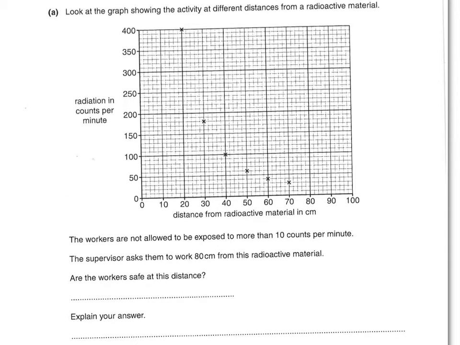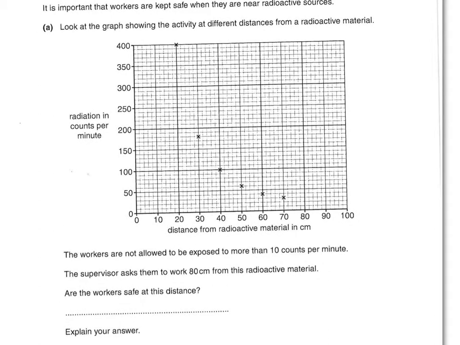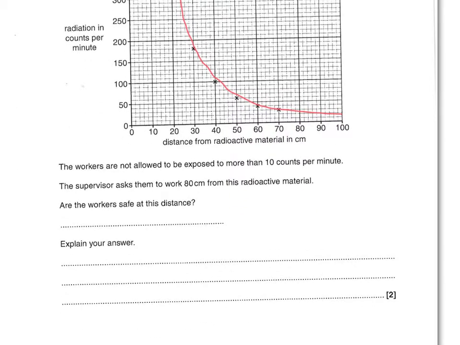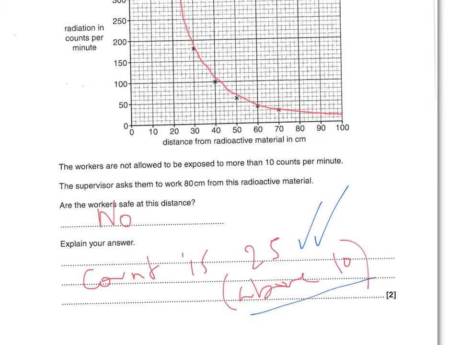So the first thing you've got to do is draw in a line of best fit. So that's going to look a little bit like this. And then at 80 centimetres, if you read off the graph, you can see it's around 25 based on this graph. So you can say no, and that's because the count is 25, and so that's above 10, and that'll get you both marks. So there's no mark for the no. The 2 marks is for that. If you just put it's above 10, that only gets you 1 mark. You had to read something off the graph to get both marks.